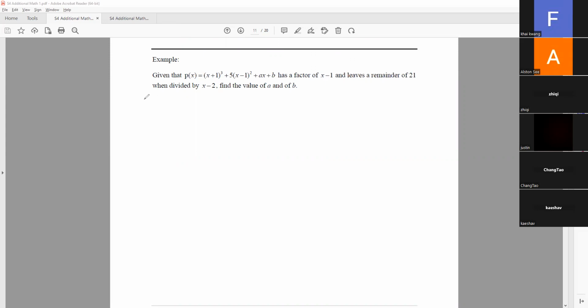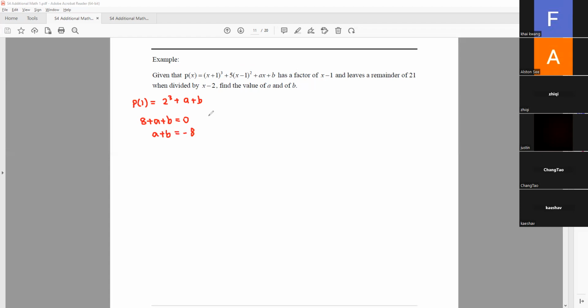So P(x) is this. What do I do? I find P(1). What is P(1)? P(1) is actually the remainder when it's divided by x minus 1. So P(1), I substitute it in, it becomes 2 cubed plus 0 plus a plus b. And we know that since x minus 1 is a factor, the remainder will be 0. That means this thing is equal to 0. Okay, rearrange into our simultaneous form nicely.